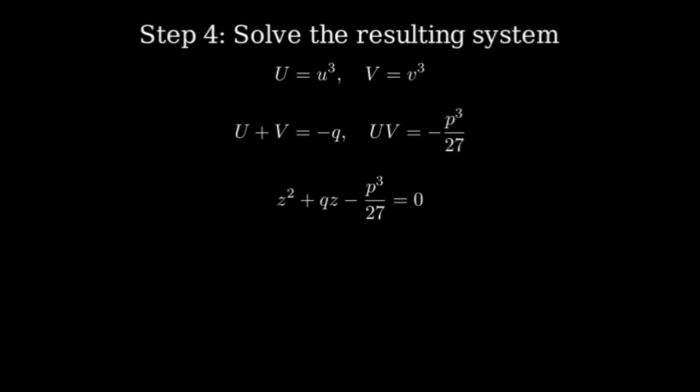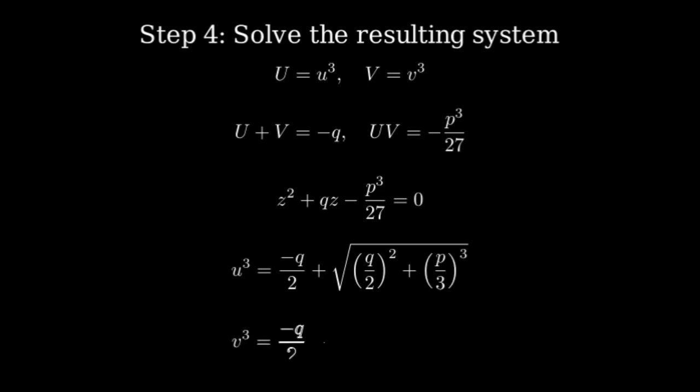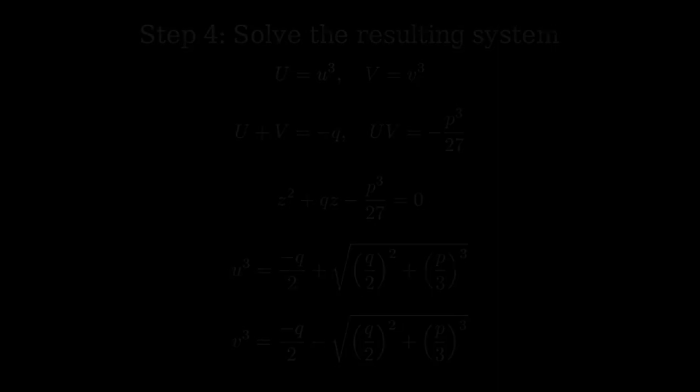Solving this gives us u cubed equals negative q over 2 plus the square root of q squared over 4 plus p cubed over 27. And similarly, v cubed equals negative q over 2 minus that same square root. Finally, taking the cube roots of u cubed and v cubed, we get u and v. So the root y is simply u plus v.